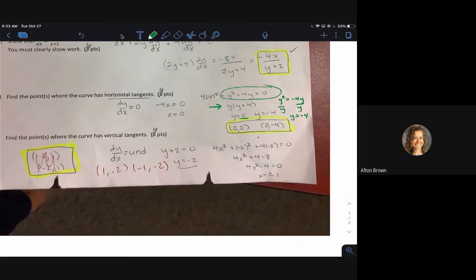And the last one, you can see I initially messed it up, plugged it in for the wrong thing. But you set the derivative to undefined, which would be the denominator equal to 0. And then you get to plus or minus. Some of you just forgot the plus or minus. Okay.